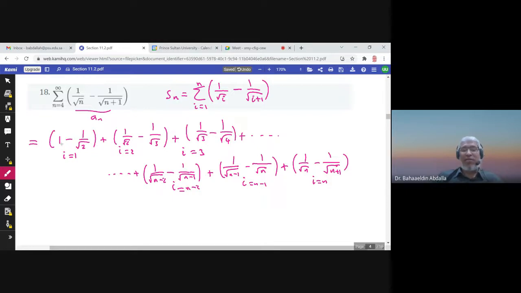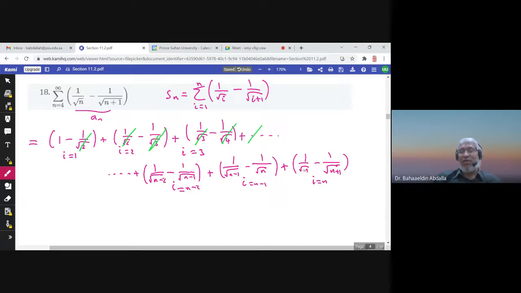The first term is not cancelled. The second is cancelled with the first one here. So the second will be cancelled with the first one here. So the second would be cancelled with the first one here. And one is not cancelled. Now look here. Negative, this is not there anywhere. So this term, which is the second, is not cancelled.